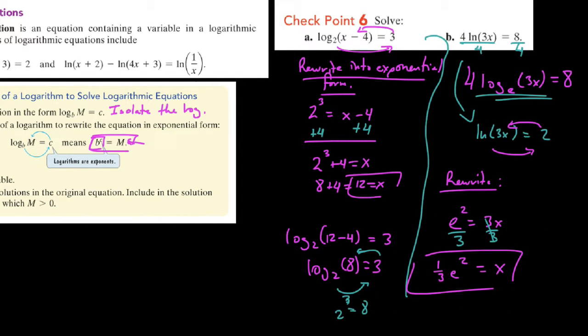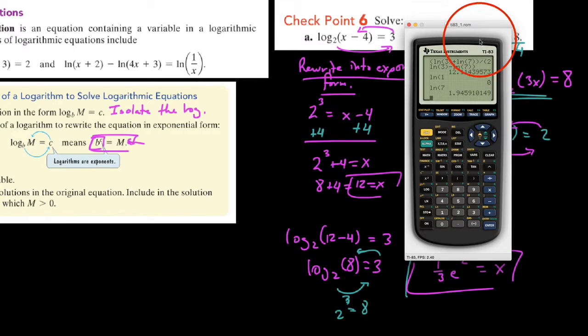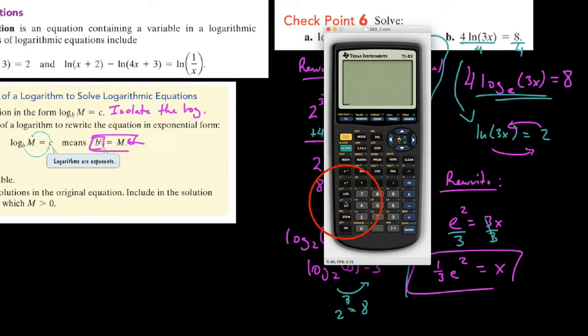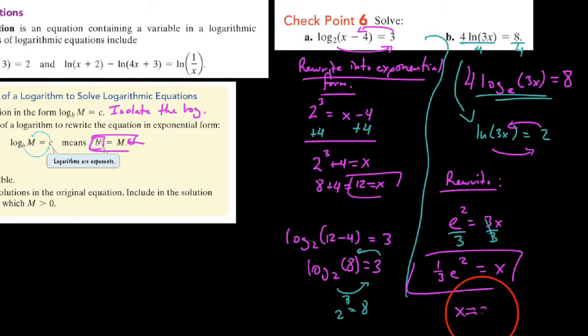However you'd like to write it, we do need to find a decimal for this, so I'm going to go ahead and do that. e to the power of, it's going to be behind our ln key, so second ln, and then we'd have 2. And what we need to do is take that and divide it by 3. That's the option I'm going to go with here. And we get about 2.46. So x is approximately 2.46, and we could certainly check this by plugging it back into the original equation.